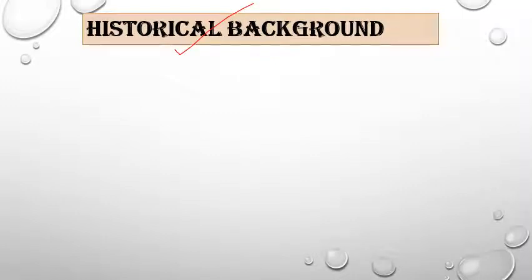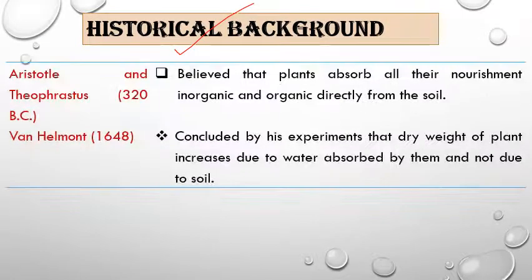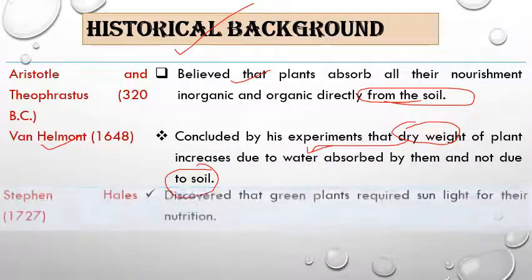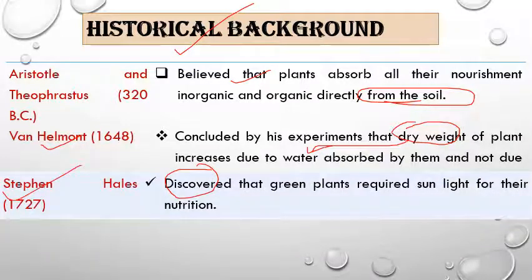Next, we will discuss the historical background of photosynthesis. The first viewpoint was put forward by Aristotle and Theophrastus. They believed that the plant absorbed all its nourishment from the soil. Our next scientist was Van Helmont. He concluded by doing some experiments that the dry weight of the plant is because of water absorbed by plants and not due to the soil. Next was Stephen Hales, who is also regarded as the father of plant physiology. He discovered that green plants require sunlight for nutrition.